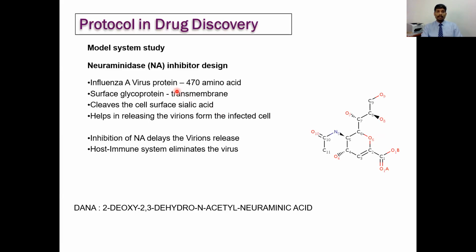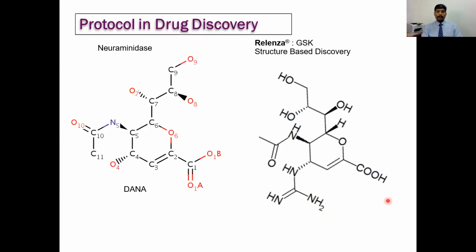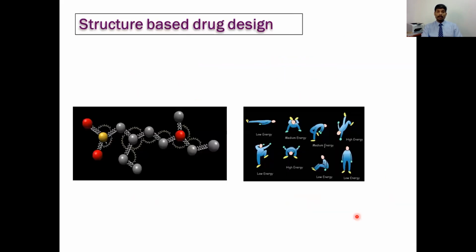Neuraminidase inhibitor, I think we have discussed this in the previous class. This is one example of a model system study where they came up with a drug for neuraminidase. The natural ligand or substrate is DANA. But similar to this structure, they found another one called Relenza by GSK. This is a potential drug to target the virus.